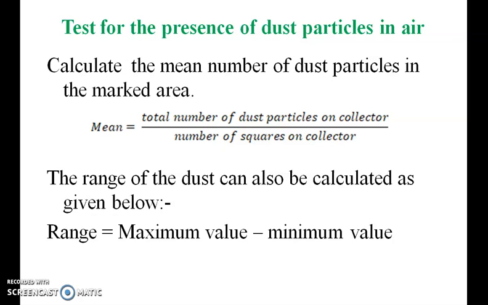Test for the presence of dust particles in air. Calculate the mean number of dust particles in a marked area. That is, mean is equal to the total number of dust particles collected divided by the number of squares collected. This shows the mean. And what is the range? It is the maximum value minus the minimum value.